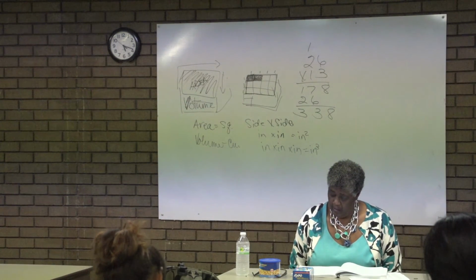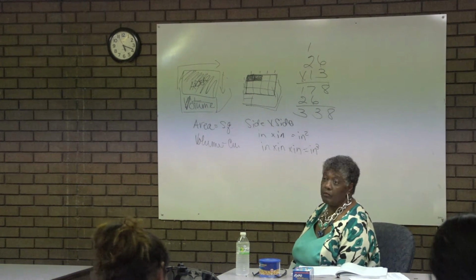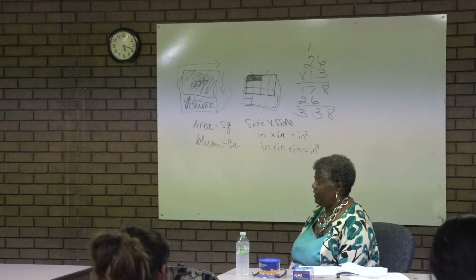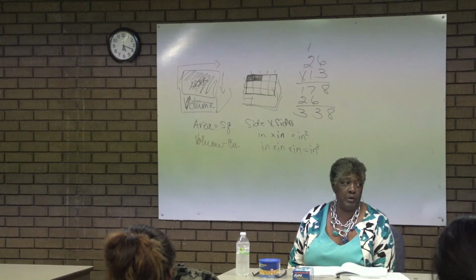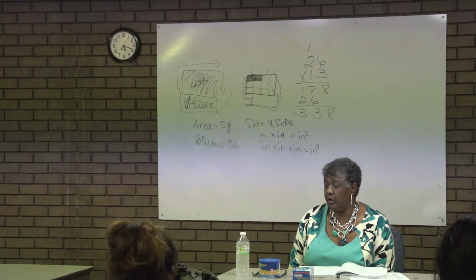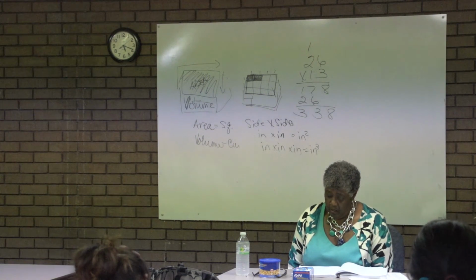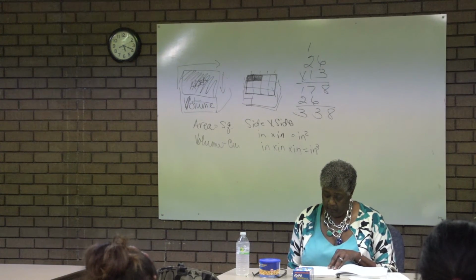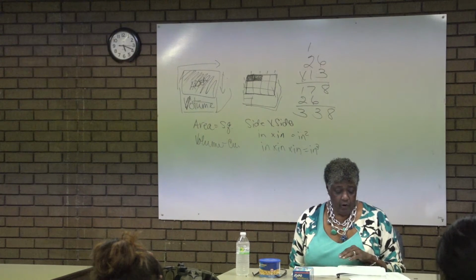Okay, good. 338 what? Meter squared, or square meters. So you're multiplying meter times meter, it will be meter squared or square meters, just like a square foot or a square yard. Any measurement can be squared or cubed. Okay, let's go on. Let's look at page 240.